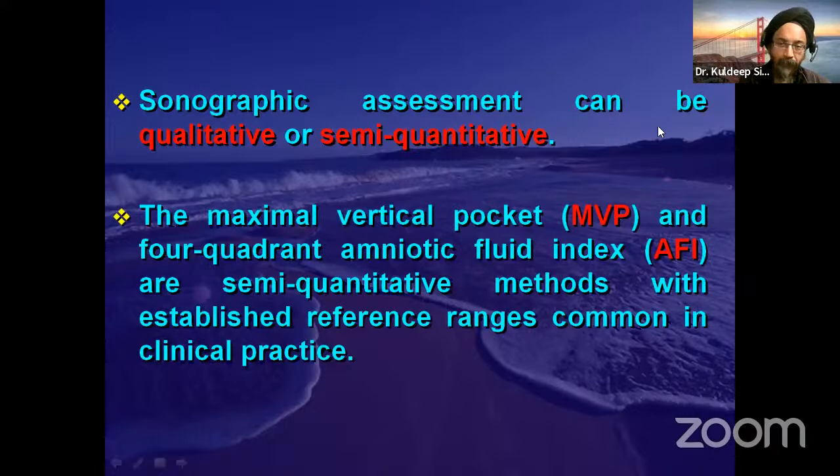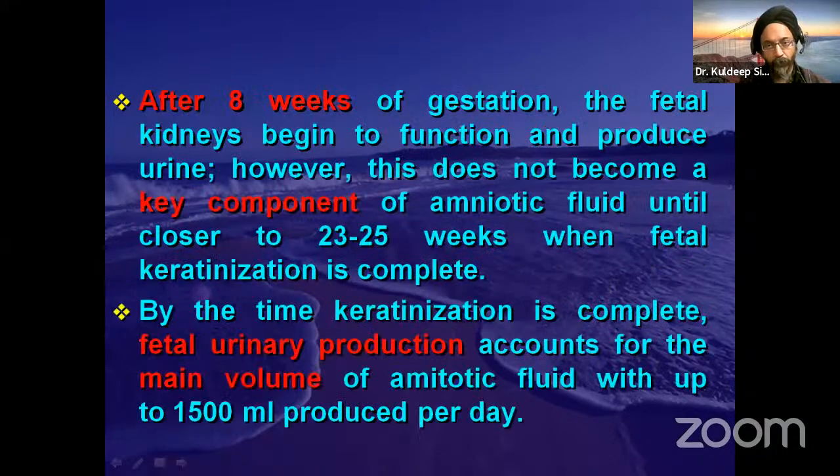We can do an assessment, we can do a measurement qualitatively or in a semi-quantitative method as well. So we have the deepest vertical pocket, the single deepest pocket, or the maximum vertical pocket, whatever you need to name it, or we have the 4-quadrant amniotic fluid index. And I still get so many reports where I see the pictures and it's not being measured correctly. So we need to be very watchful, and I'm going to be explaining a few things on that.